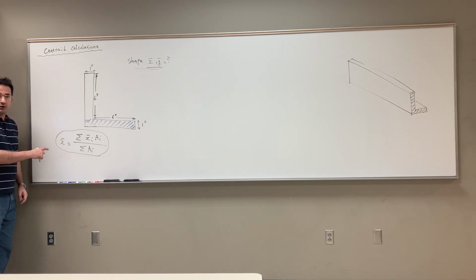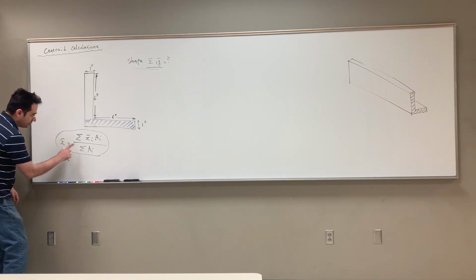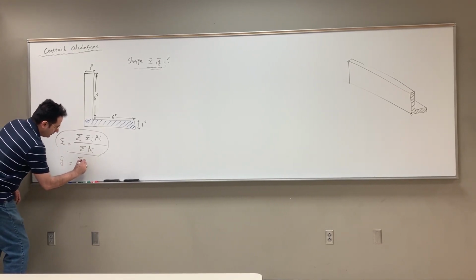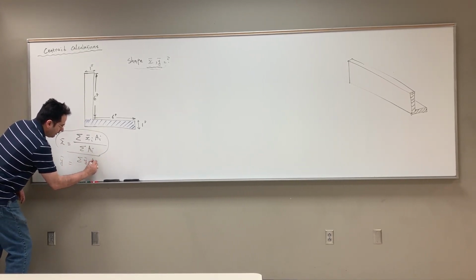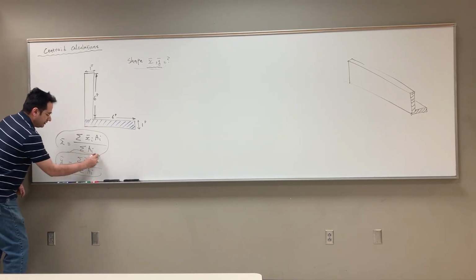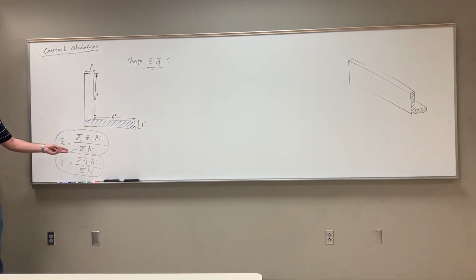So what's the formula for y bar? The same formula, you just plug in y. So y bar is equal to the sum of y bar i A i divided by the sum of A i. And don't forget that you don't need to memorize this formula. This will be given in the appendix. If you have a test or anything, you just go to the appendix and get the formula.